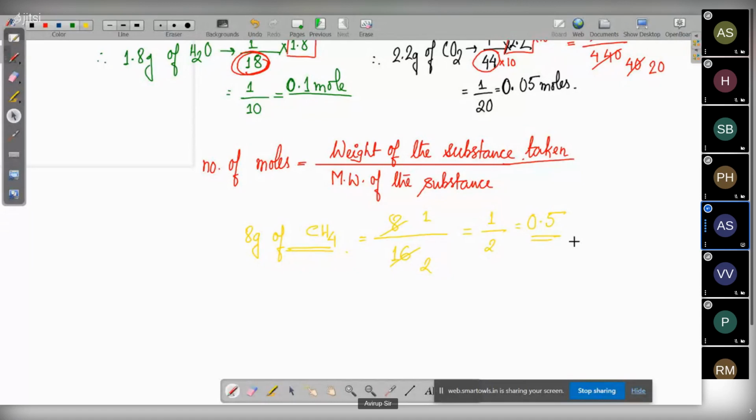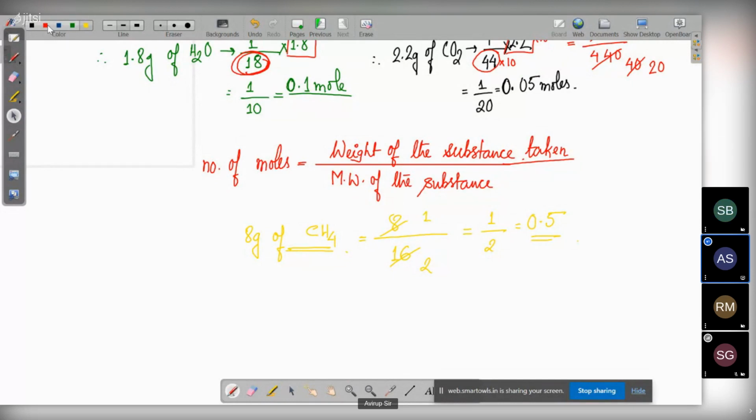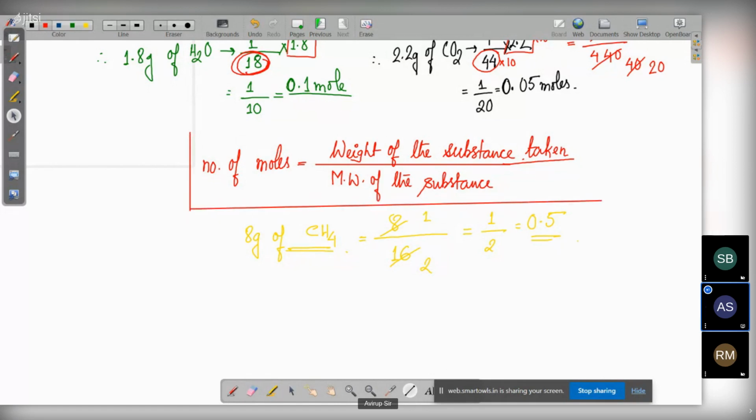Okay. So by the formula, you can do it directly. And how is the formula coming? The formula is basically coming from the unitary method itself. By the unitary method only, we are coming to this ultimate formula. Okay. Is it clear to everyone? Is the formula of calculating number of moles clear to everyone?